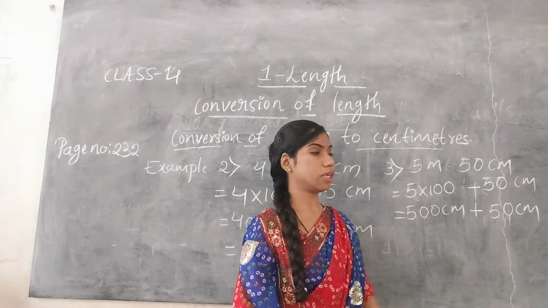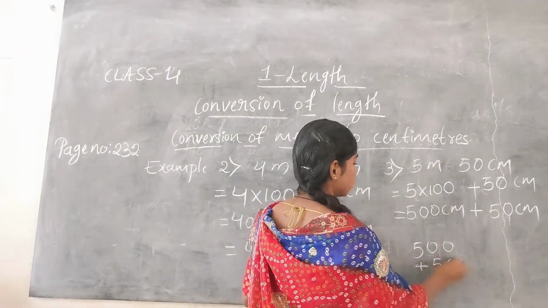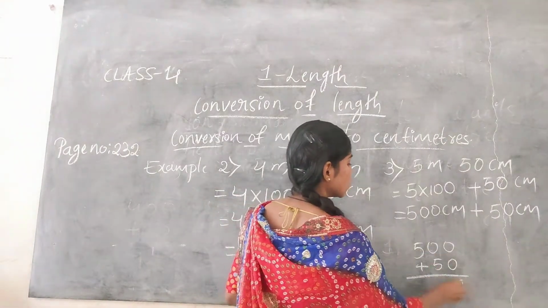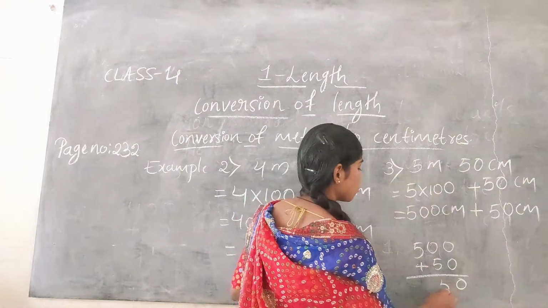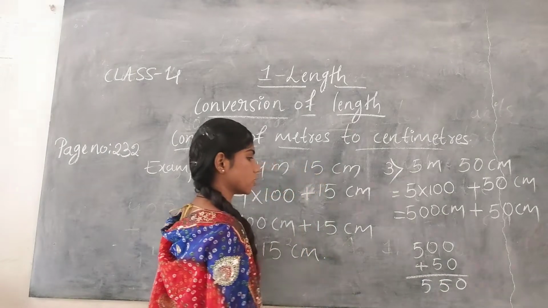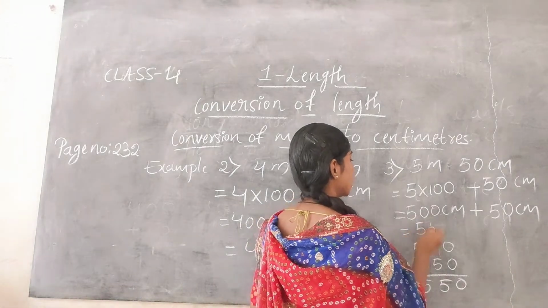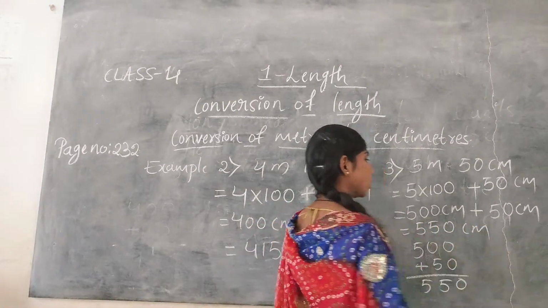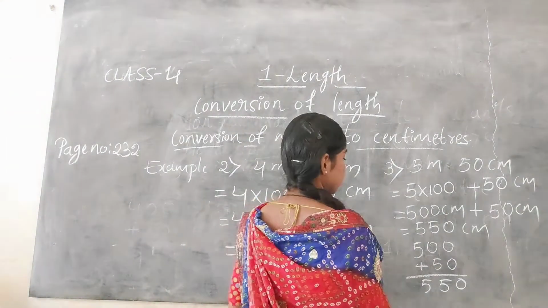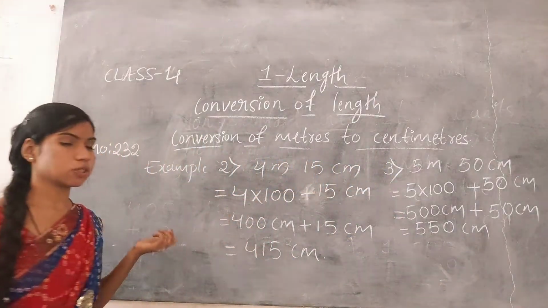And now add. 500 plus 50. 0 plus 0, 0. 0 plus 5, 5. Below the 5 there is no number, so write 5 as it is. So 500 plus 50 is 550 centimeter. Okay, so write this down in your class work.